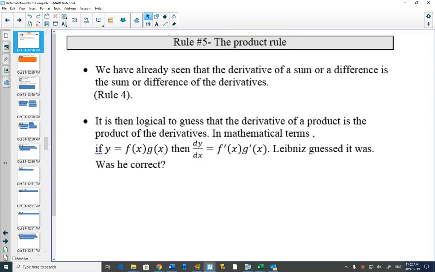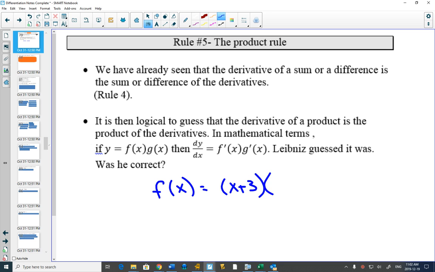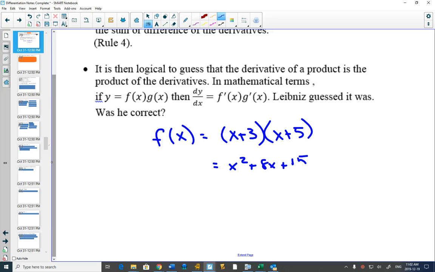Rule number 5 is the product rule. So what is going to happen now is sometimes you have a function that is the product of two things. X plus 3 times x plus 5. And up till now, we just multiplied that out to find the derivative, because this one isn't hard to multiply out. You could get x squared plus 8x plus 15, and then you could do the derivative. But the question is, what happens if it's not fun to multiply out?